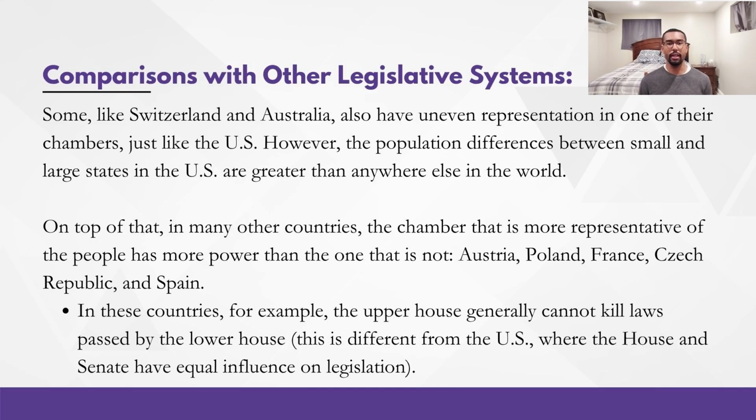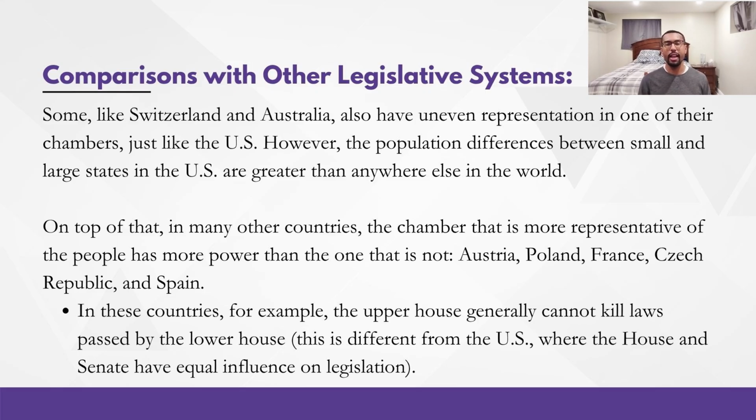Now, keep in mind that many countries have bicameral legislatures. Some, like Switzerland and Australia, also have uneven representation in one of their chambers, just like the US. However, the population differences between small and large states in the US are greater than anywhere else in the world. On top of that, in many other countries, a chamber that is more representative of the people has more power than the one that is not.